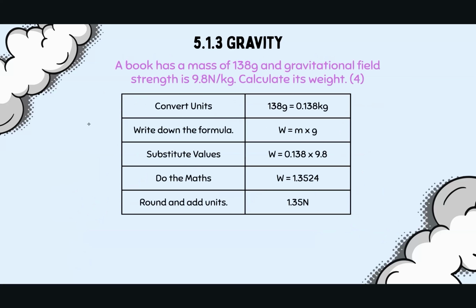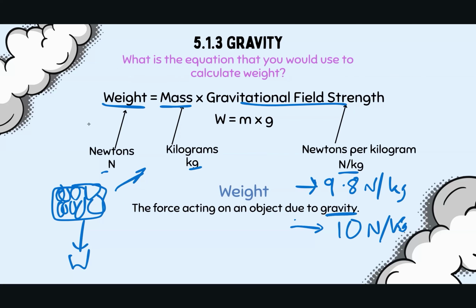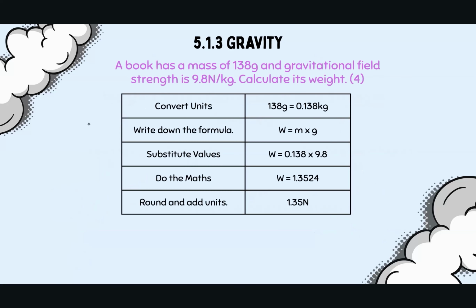So here's an example of a question. A book has a mass of 138 grams. Let's just remind ourselves, weight is in newtons, not kilonewtons, not meganewtons, not millinewtons or micronewtons, just newtons. And mass is in kilograms, not grams, not milligrams, not micrograms, not nanograms. So we have to convert.